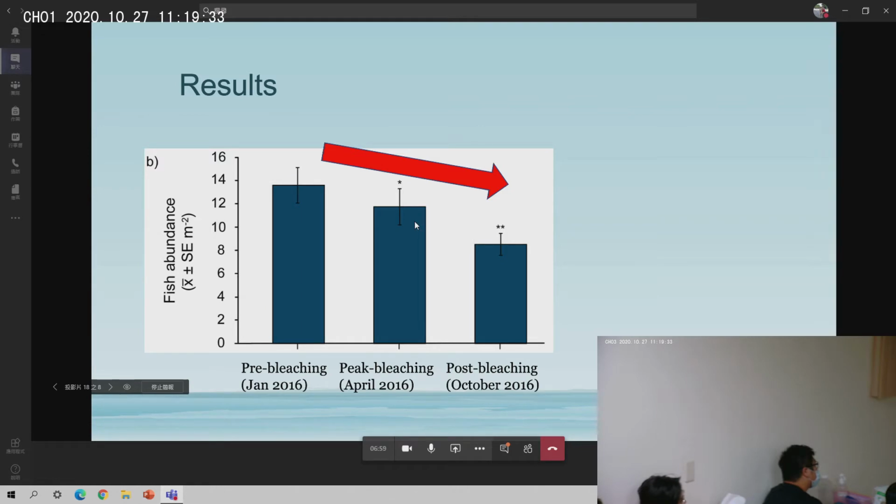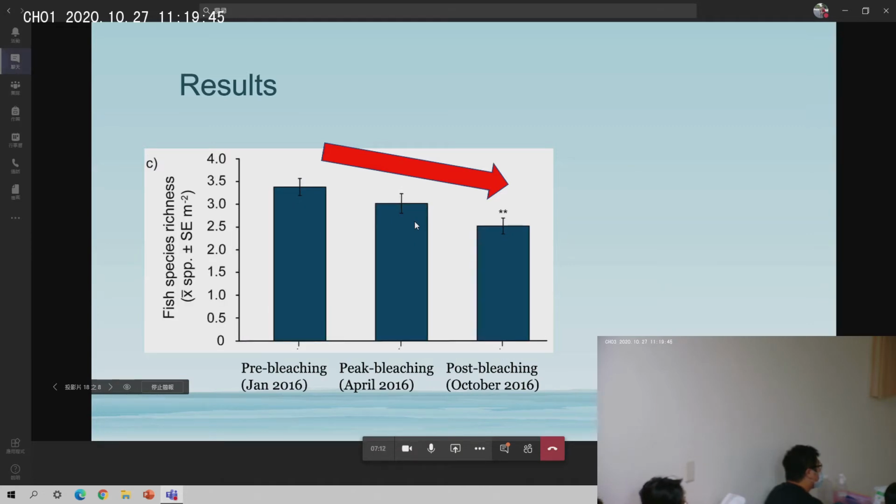Then the y-axis is fish abundance. We can also see that it has a significant difference and a declining trend. And third, the y-axis is species richness. Although it also has a decline, it is not significant.